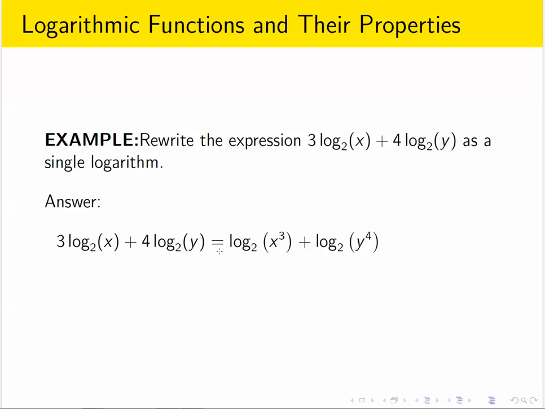And then I can simplify some more. I'm trying to write everything as a single logarithm. I have a sum of logarithms, and another one of our properties tells me that I can combine that into a single logarithm by just multiplying these two arguments, x cubed and y to the fourth. So that gives me log base 2 of x cubed times y to the fourth.